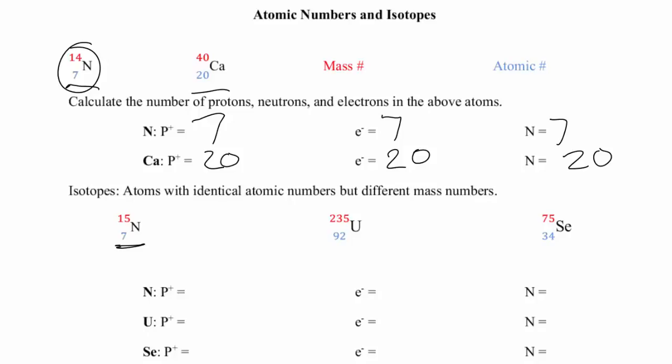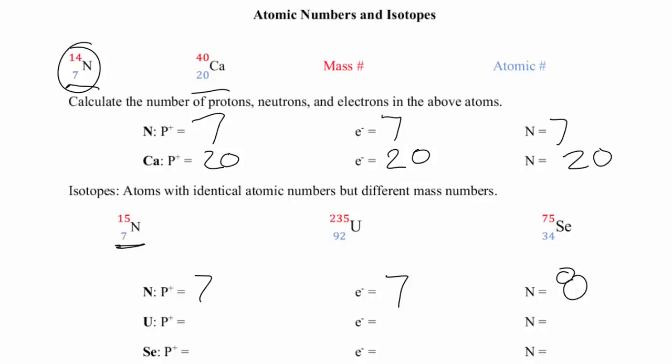So in the first case, we have 7 protons, and if we have 7 protons, we also have 7 electrons, and our neutrons can be calculated by taking 15 minus 7, and that will give us 8. So we have 1 extra neutron, which is giving us 1 extra mass unit for nitrogen.